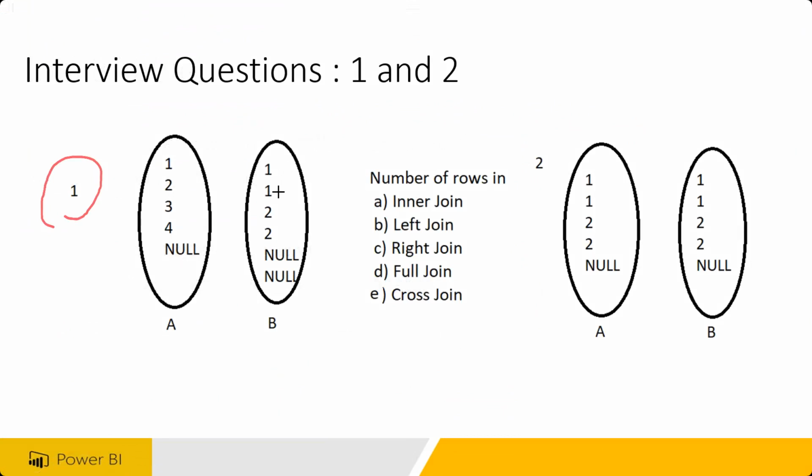1, 2, 3, 4, null, and 1, 1, 2, 2, null, null. I wanted to know the number of rows in an inner join, and the number of rows in left, right, full, and cross join. You need to write this in tomorrow's class, not today. So tomorrow you just do the assignment, get the answers. Tomorrow we'll discuss. Don't discuss in the Telegram group today.